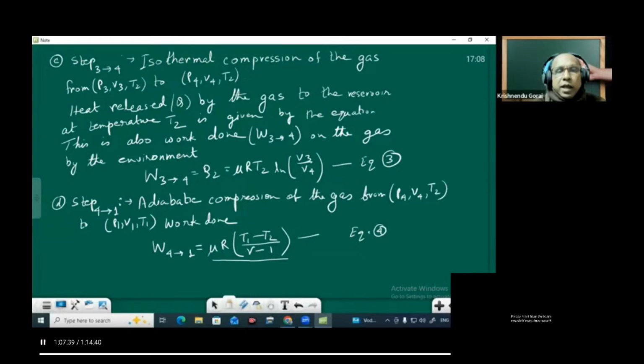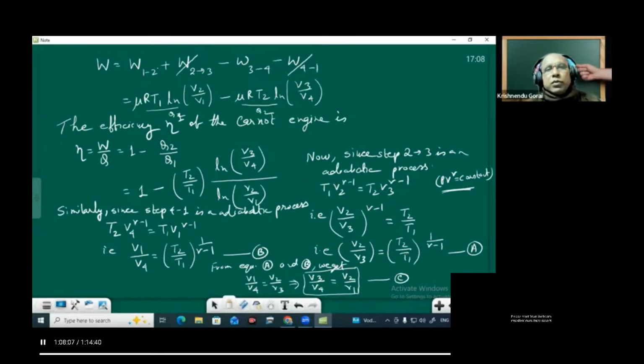And here, adiabatic compression is 4 to 1 of the gas. From this one, there is mu R (T1 minus T2) by (gamma minus 1). So these two will be cancelled because they are the same. Compression means negative, expansion means positive. So this is negative and that is positive, and they cancel, and we get only two things, right? That is 1 to 2 and 3 to 4, because the adiabatic steps cancel each other as they have the same value.